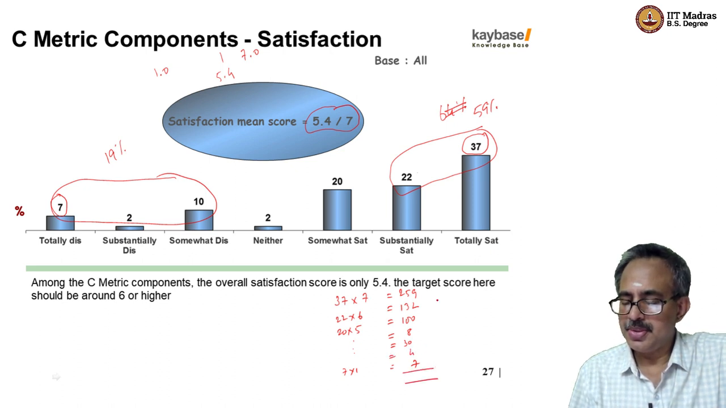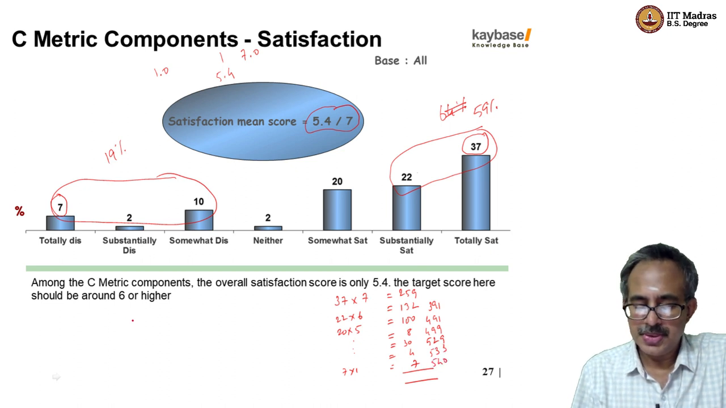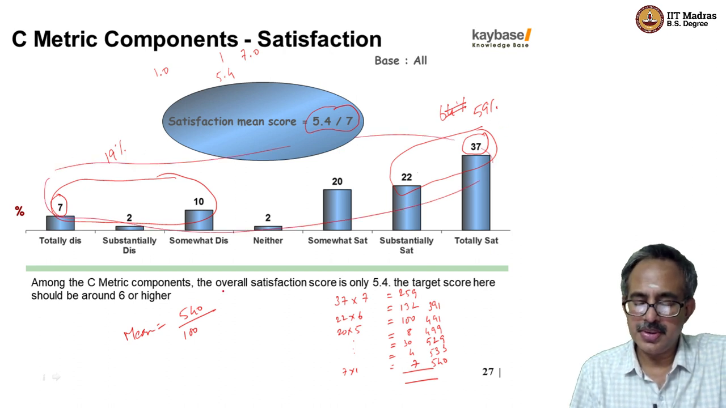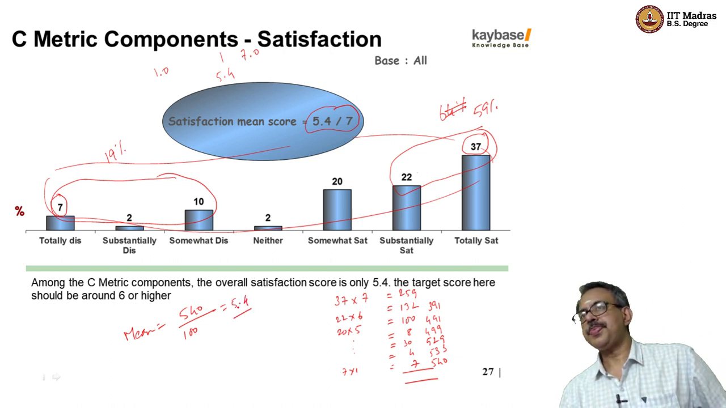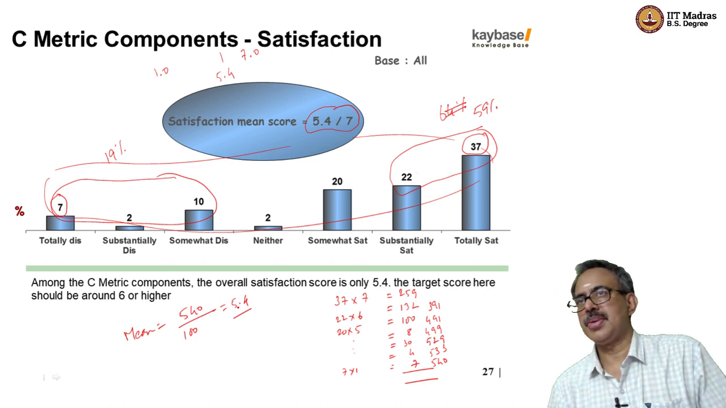So what is this? 259 plus 132 is 391, 491, 499, 529, 533. So the mean score is equal to 540 divided by 100, because the total of this is 100%. Right? The total of this is 100%. So divided by 100, that's 5.4. Simple weighted mean. There's no complex mathematics.